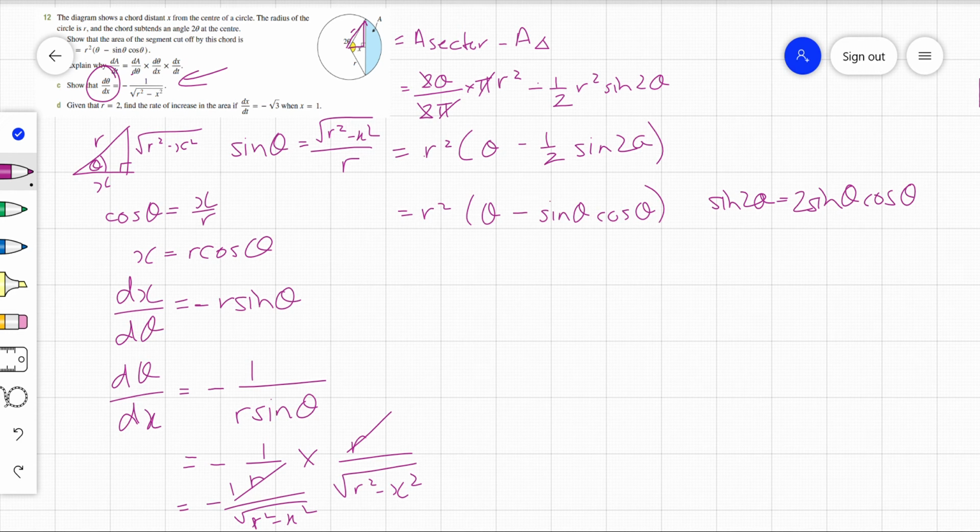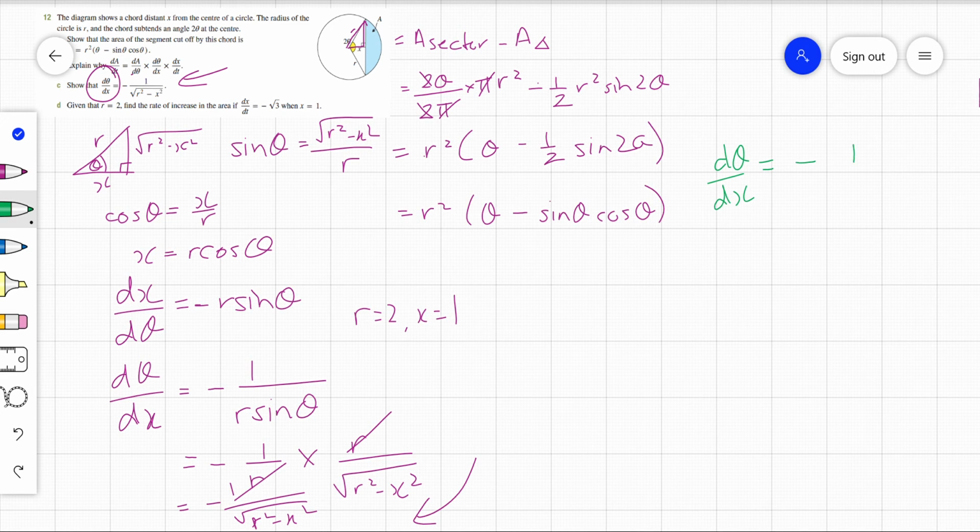Alright, so now we've actually got to find dA to theta, when r equals 2 and when x equals 1. So actually, if I put that right in here already, I will know that d theta dx equals minus 1 on square root of r squared, so that's 4, minus x squared, so that's 1. So we've got negative 1 on root 3 for d theta dx.